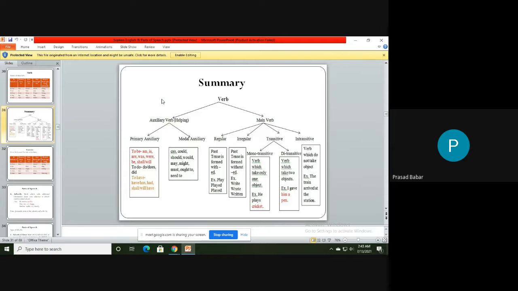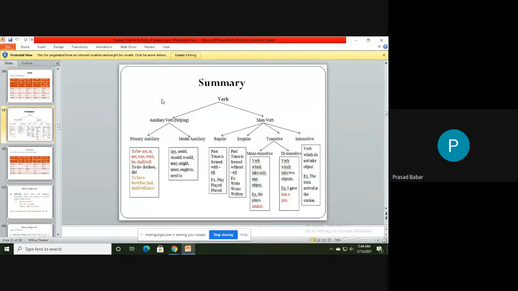Then what will be the modal auxiliaries? It will be can, could, should, would, may, might, must, ought to, need to, etc. There also come dare to, used to, but in this slide there is only can, could, should, would, may, might, must, ought to, need to, and etc. The main verb has four types. They are regular, irregular, transitive, and intransitive.